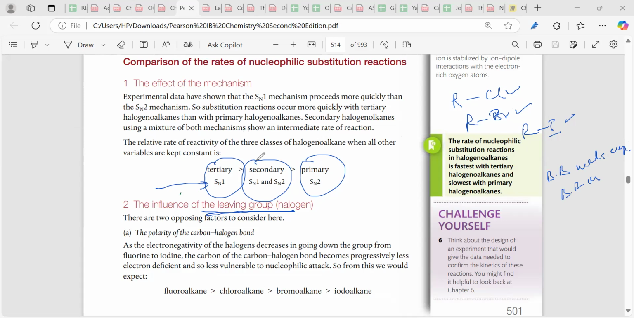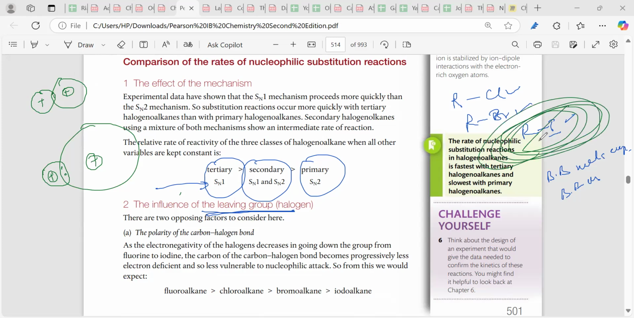Iodine. Why? Brilliant answer. Because in iodine, the nucleus is far away from the shared pair of electrons. In R-Cl, the nucleus is closer and holds the shared pair closely. R-I will be weakest and thus it will be fastest. Is it clear? Got it?